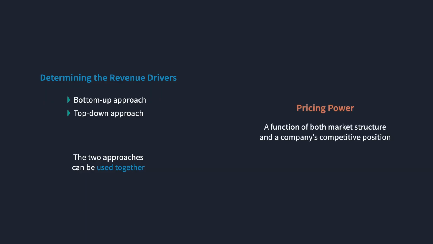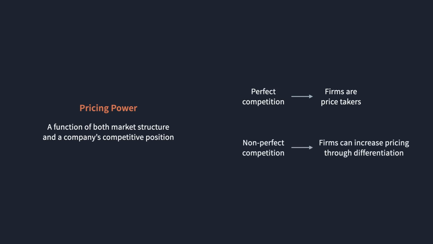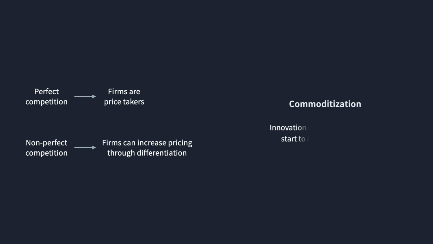A company's pricing power is heavily influenced by the structure of its industry and its competitive position within it. Firms that operate in a perfectly competitive industry are price takers. In markets that are less than perfectly competitive, firms can increase their pricing through differentiation. But there is always the risk of commoditization, which is when competitors imitate innovations that make products distinct.